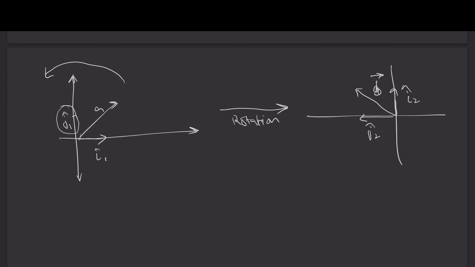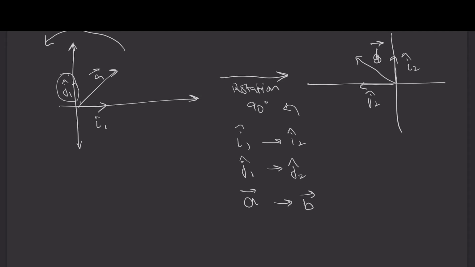So we have rotated it 90 degrees in the anti-clockwise direction. Now I1 cap becomes I2 cap, J1 cap becomes J2 cap, and our vector A becomes vector B. This whole transformation that we have done can be expressed in the form of a matrix multiplication. Let's try to see that.